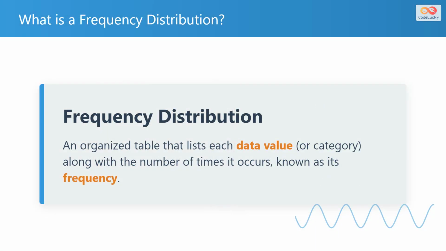Enter the frequency distribution. Simply put, this is a table that organizes data. It lists the variable we are measuring on one side and the frequency, or the count of how many times that value appears, on the other side. It transforms a mess into a clear picture.